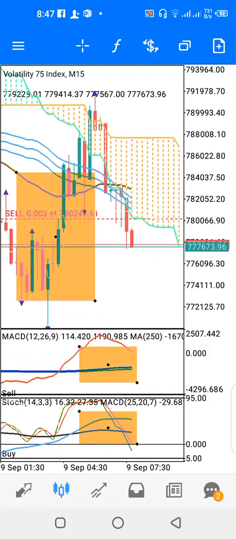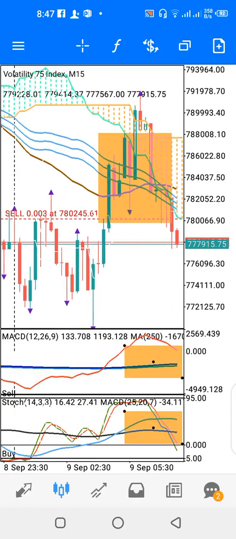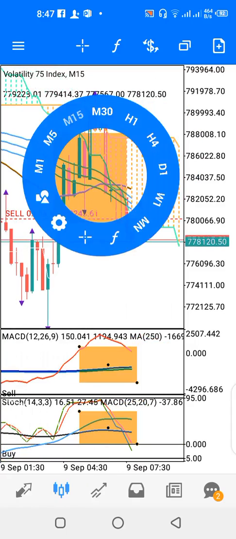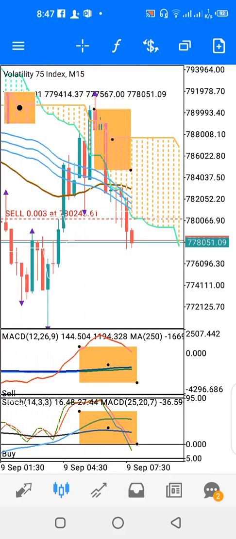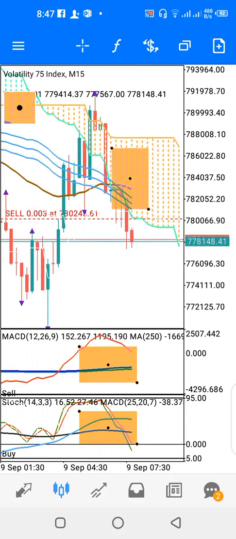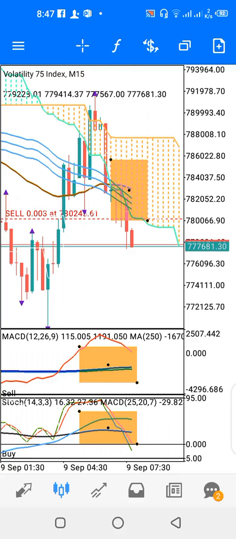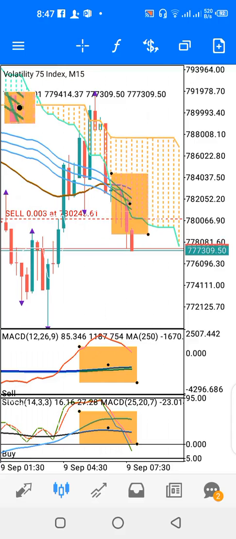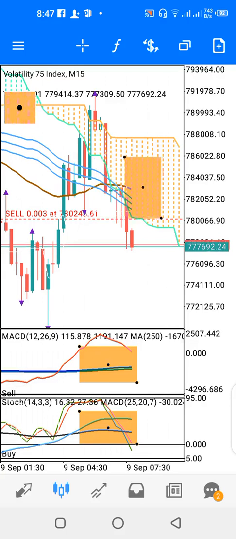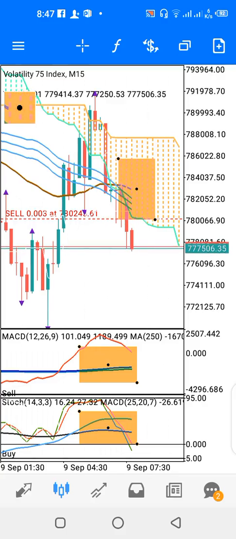I'm selling right now, and the reason I placed this sell trade is because price entered into the cloud and dropped below the cloud, and is also trying to close below all indicators. We are on the 15 minutes time frame. Price entered the Ichimoku cloud, dropped below it and closed below all indicators. I'm talking about the moving average, the Bollinger Bands, and the Ichimoku. So this is a good selling point.